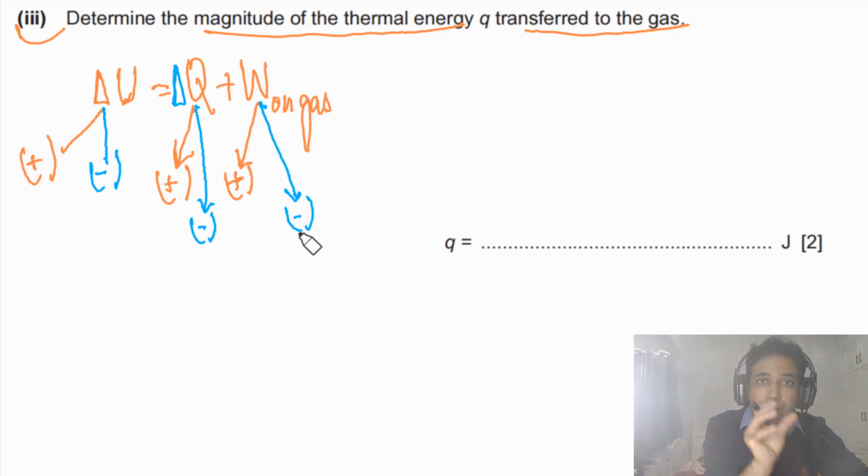Delta U is positive if thermal energy is added to the system and work is done on the system, meaning on the gas. Here the system is the gas, and work is done on the gas. So these are a few very useful things.